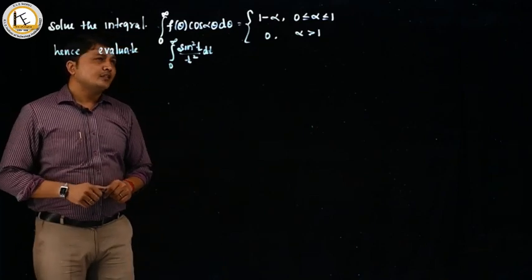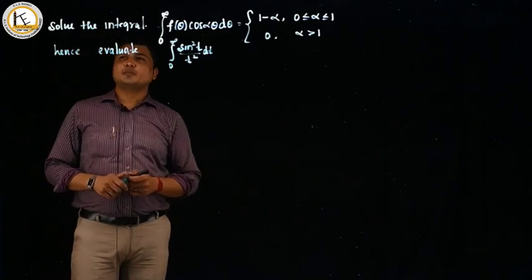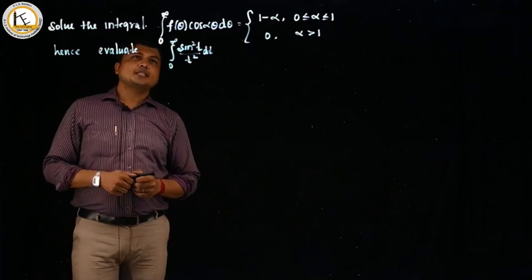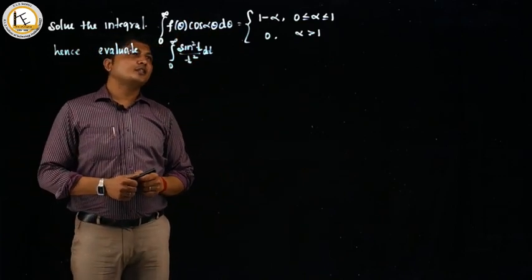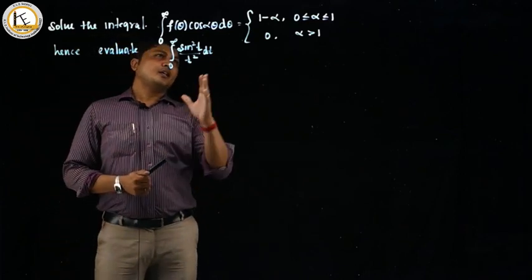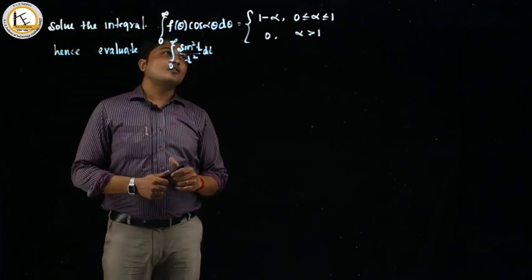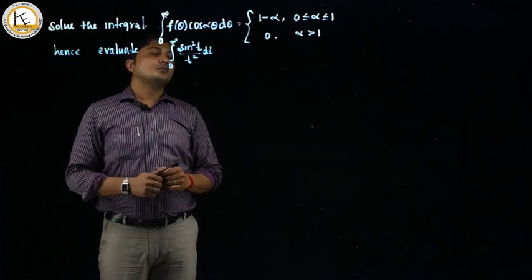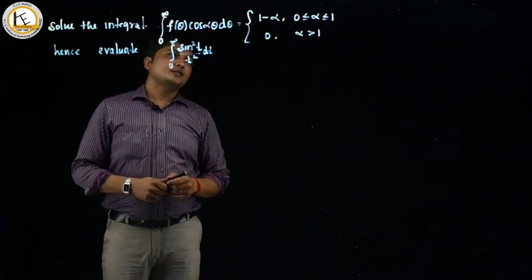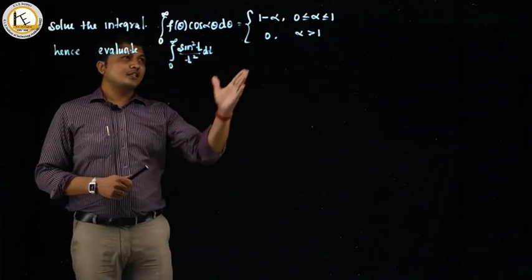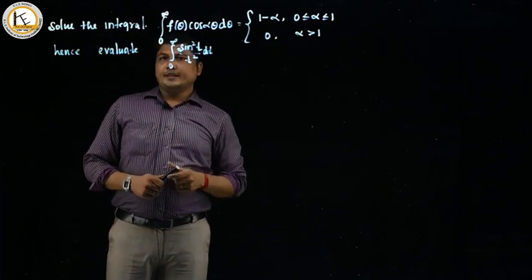Let us take the next problem. Solve the integral 0 to infinity f of theta cos alpha theta with respect to theta, and it is defined as 1 minus alpha for all the values of alpha lies between 0 and 1, and the integral value is 0 for all the values of alpha greater than 1 here.